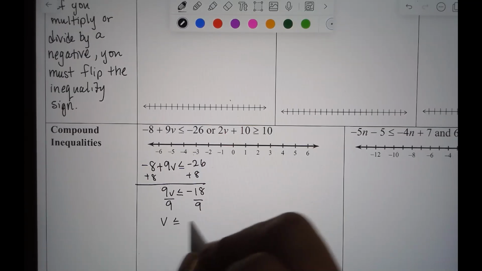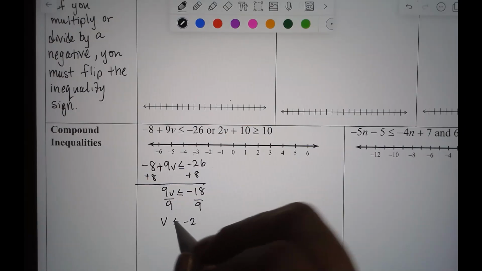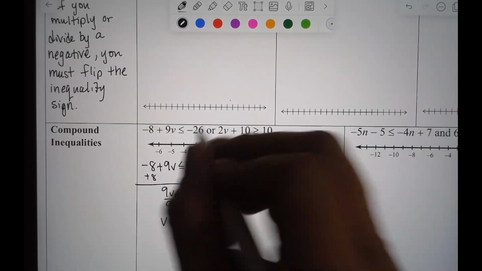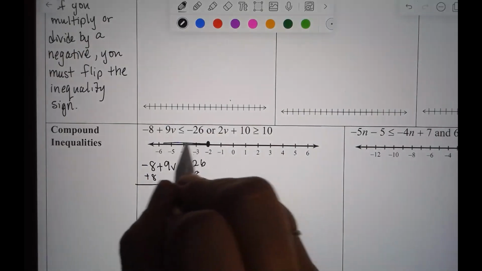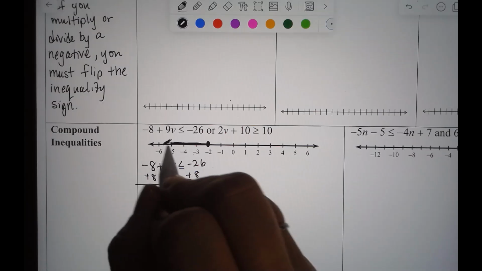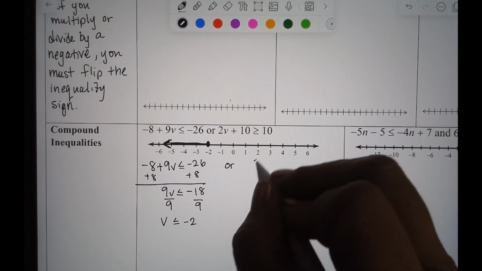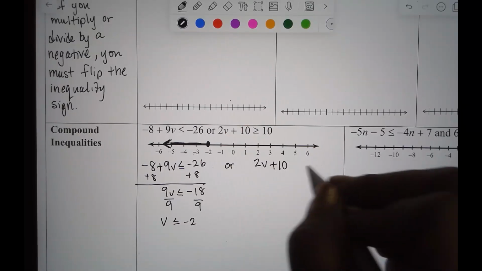So b is less than or equal to -2. We're going to use a closed circle at -2, and our arrow is pointing to the left. And then we're going to put that or. We're not going to forget about that word. It's important.